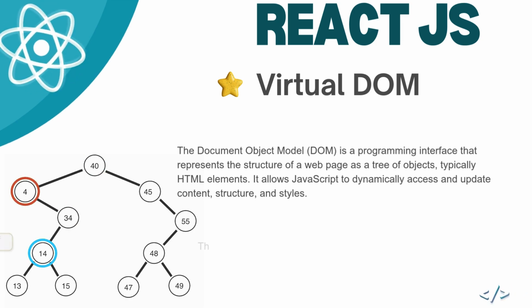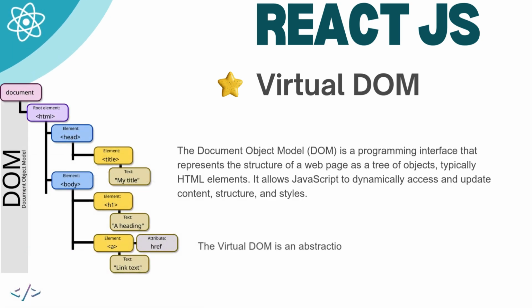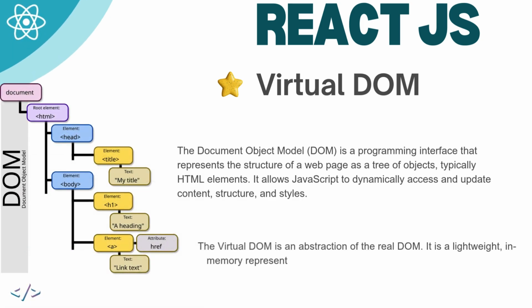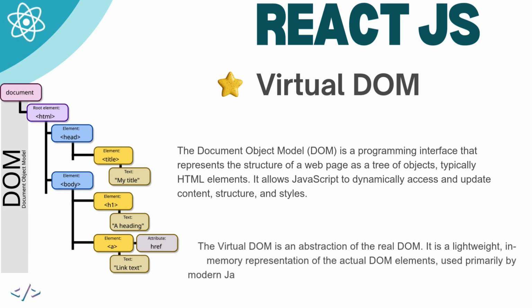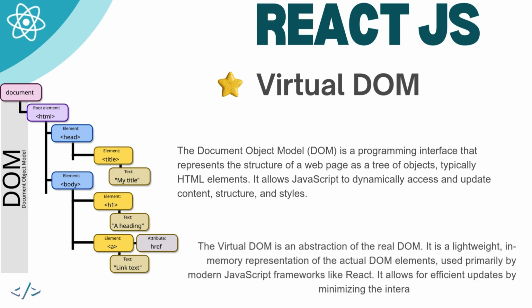So what's virtual DOM then? The virtual DOM is an abstraction of the real DOM. It is a lightweight, in-memory representation of the actual DOM elements, used primarily by modern JavaScript frameworks like React. It allows for efficient updates by minimizing the interaction with the real DOM. This process provides a performance boost for complex, dynamic apps, leading to faster and more efficient updates. This makes it ideal for modern frameworks like React.